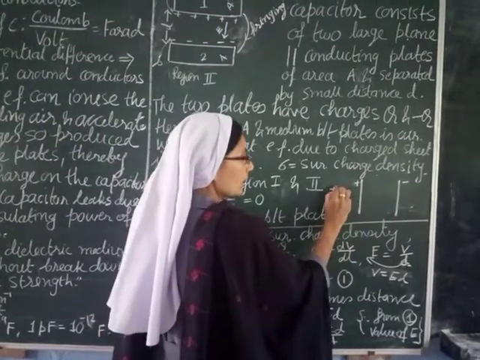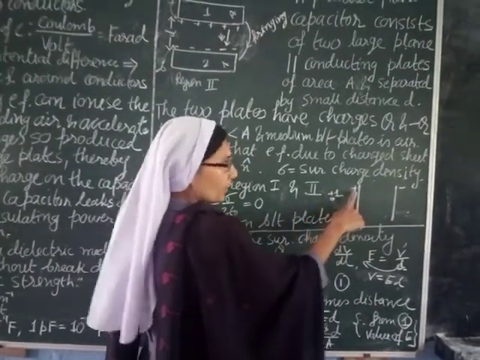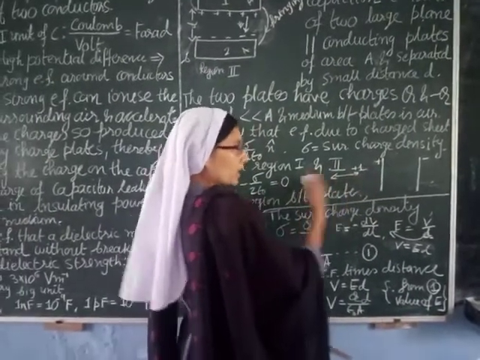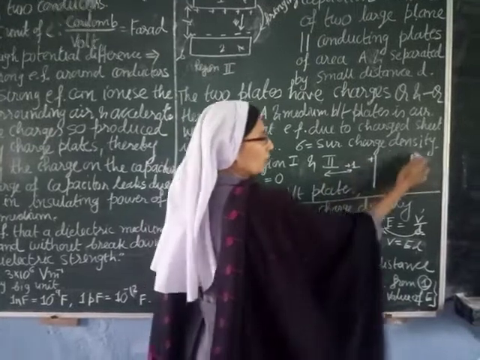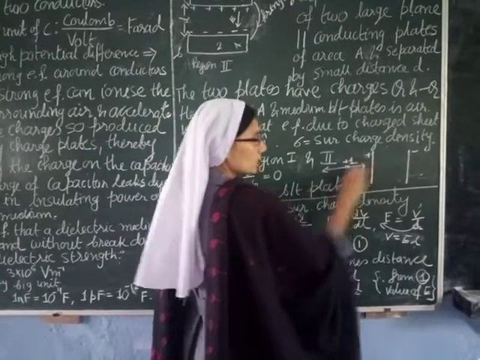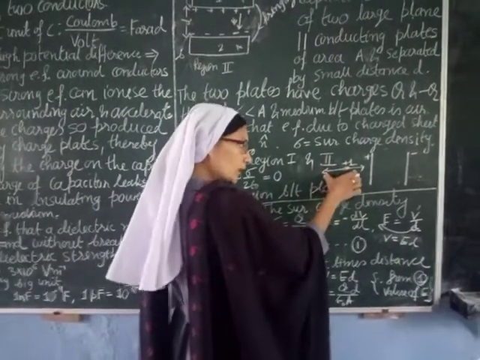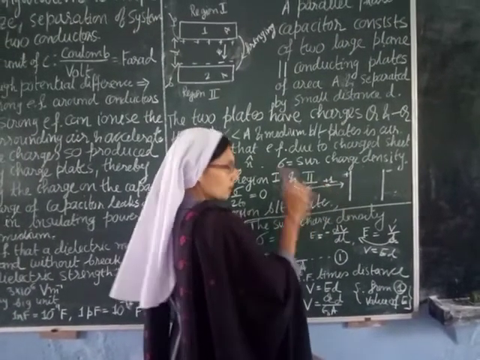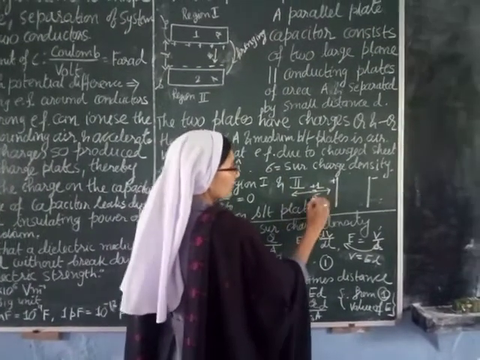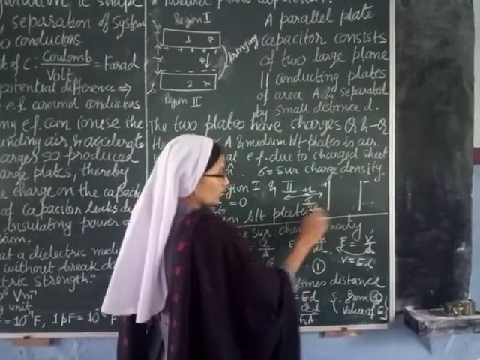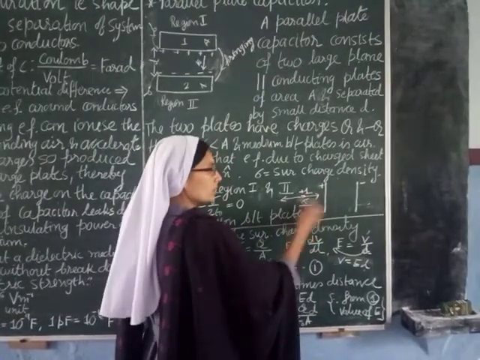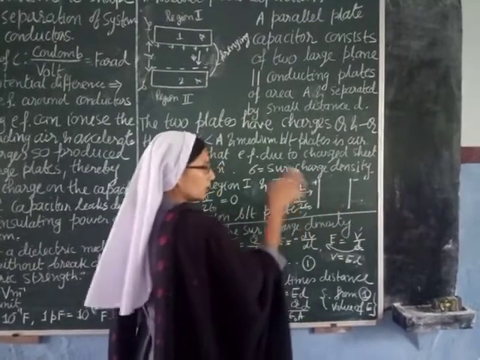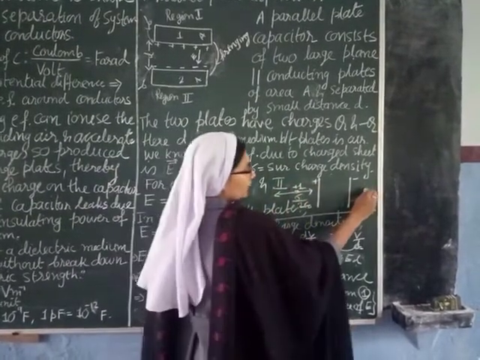You have to consider a positive unit charge placed here. Because of the positive plate, it will have repulsion and the force will be this side. And because of the negative plate, it will have a force towards this side. The magnitude is the same, sigma divided by 2 epsilon naught, but the direction is opposite. So the resultant will be 0. Same way in the other region.